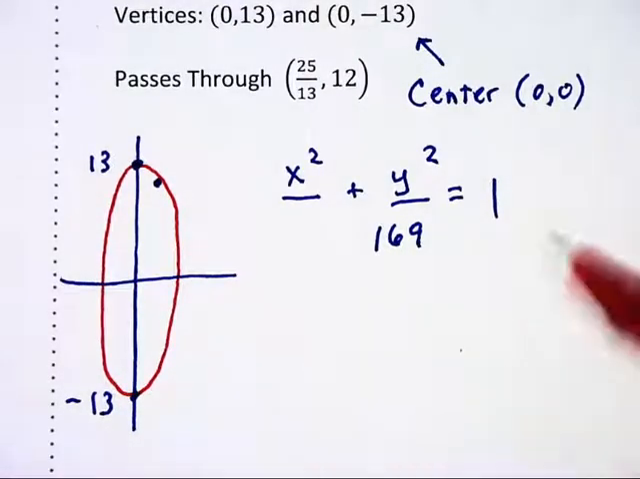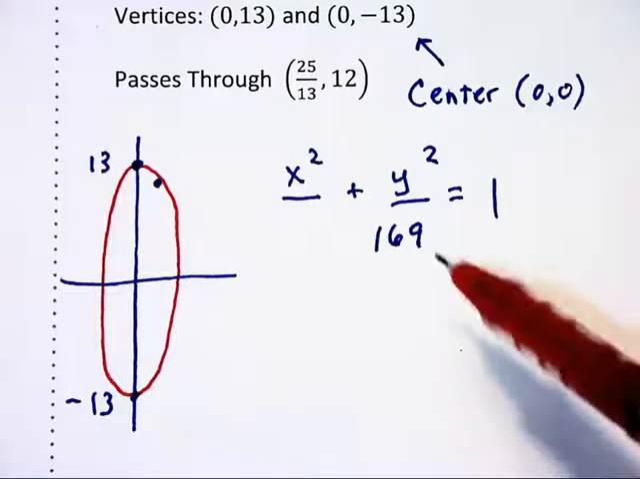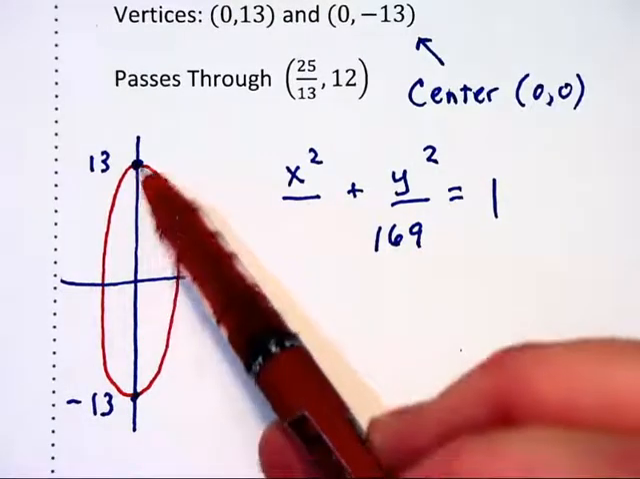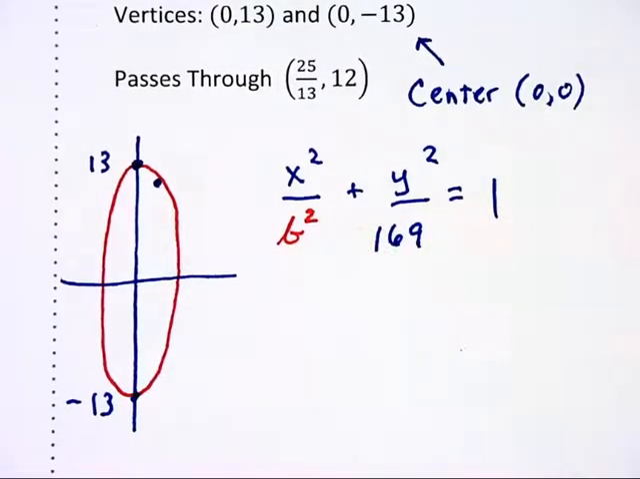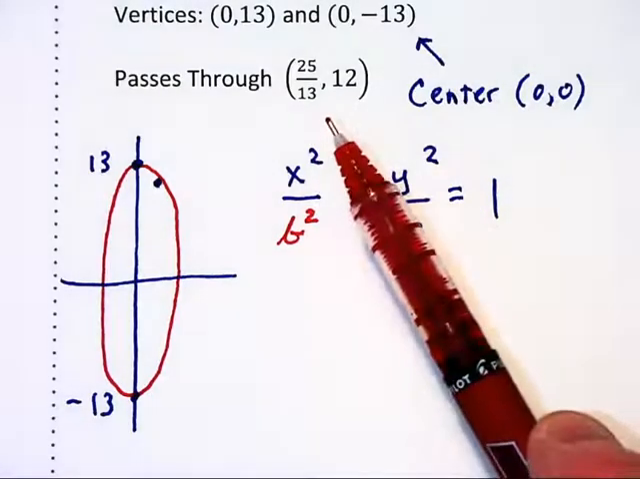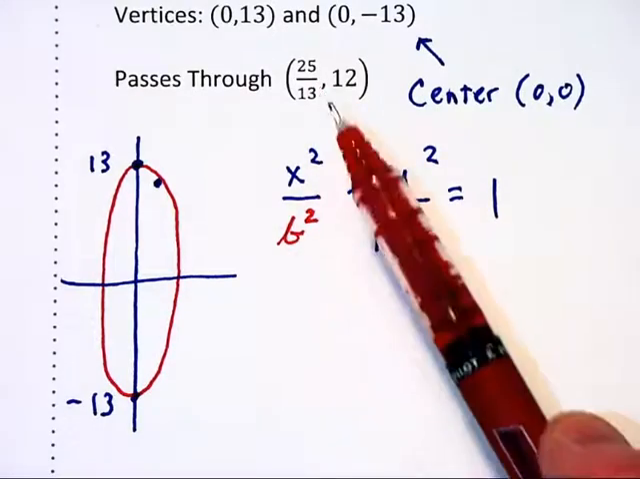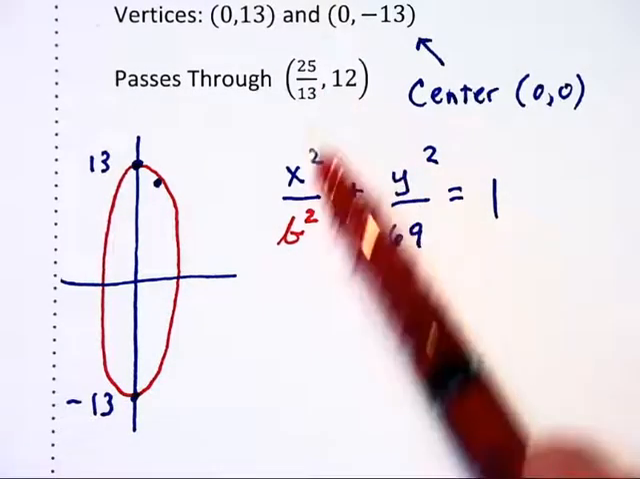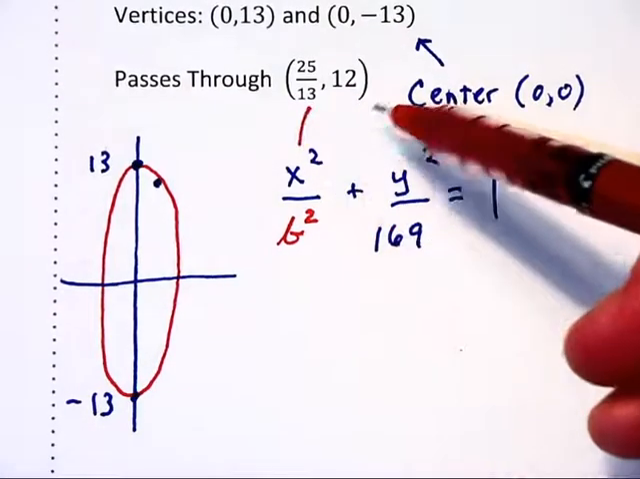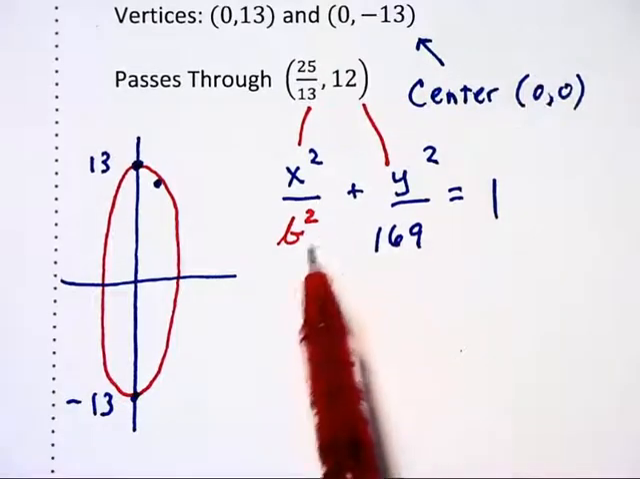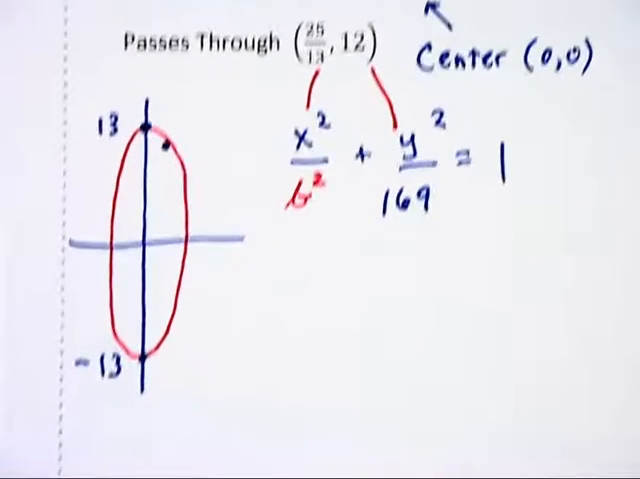Now, since the value of a is the distance from the center to the vertex, we know that b squared is what's beneath the x squared and is what's missing in this equation. The trick to opening up this problem is to realize that the curve passes through this point, and therefore that this point satisfies the equation of the ellipse. Therefore, if I substitute these values in for x and y, we'll have an equation that we can solve for b squared. So let's do just that.